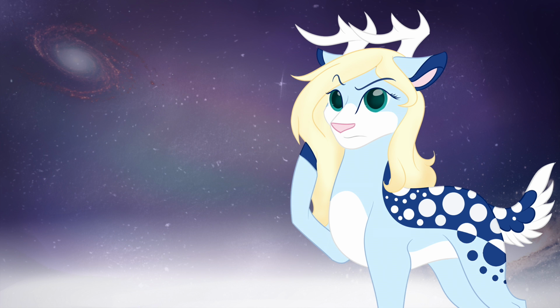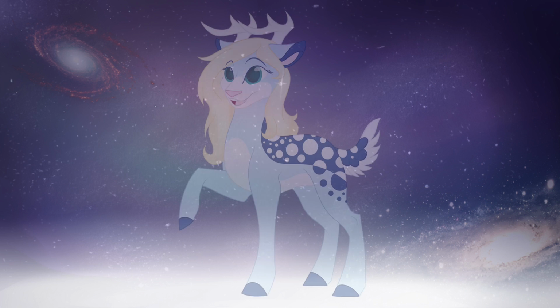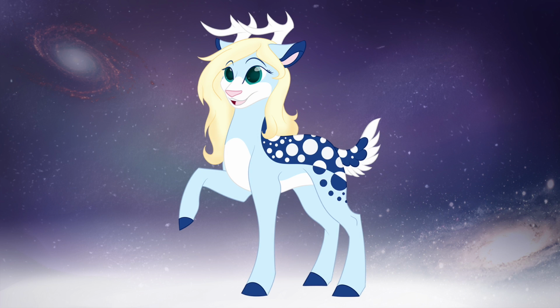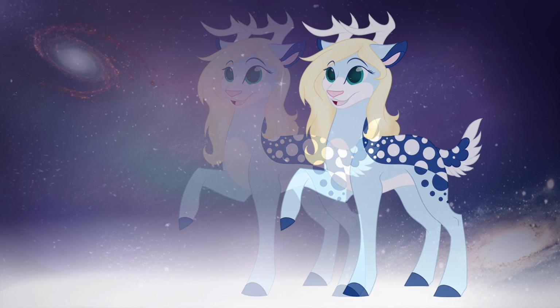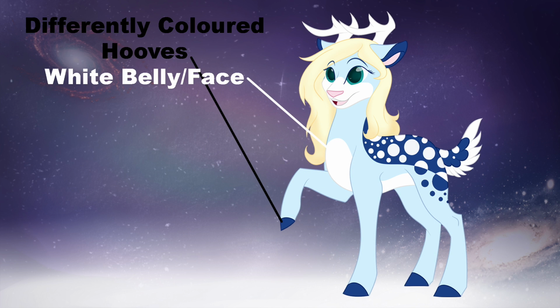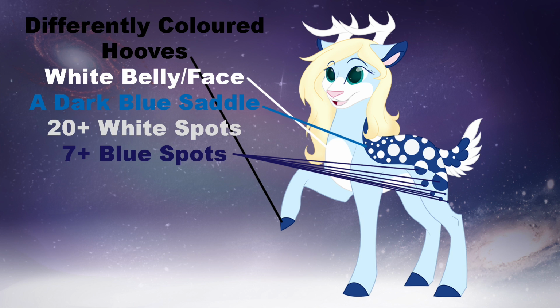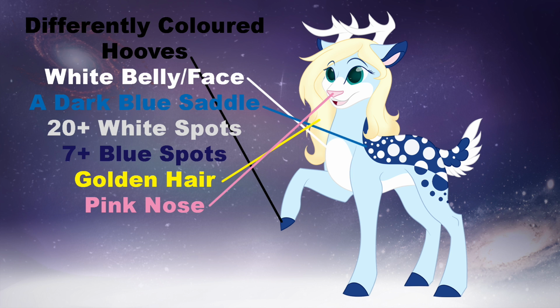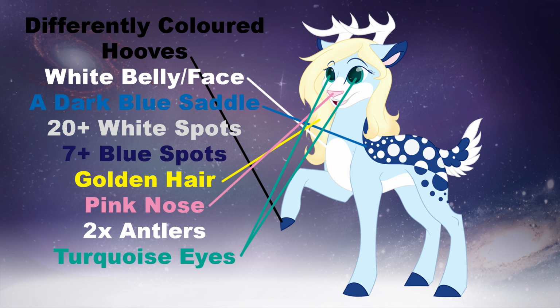If you're designing a character that is meant to be animated, it's generally better to stick with the simpler side of things, or else it would be incredibly hard to animate them unless you are working with 3D models or flash puppets. An example of a character's design being too complicated is actually the current design of Spirit you see on screen. When we're talking about the complexity of the character, I generally try to break down the various factors of the design into a list. Using myself as an example, we have differently colored hooves, a white belly, a dark blue saddle, 20 plus white spots, 7 plus blue spots, golden hair, pink nose, 3-pronged antlers, and turquoise eyes.